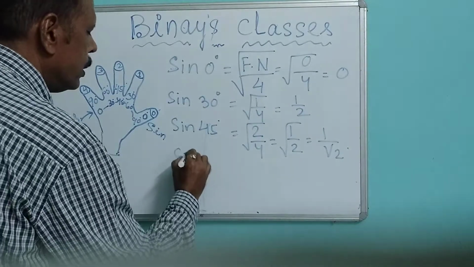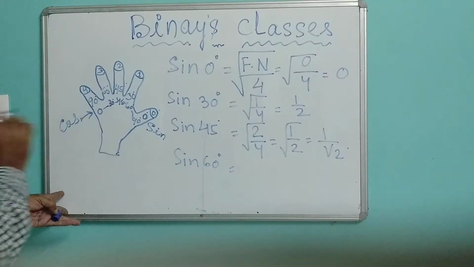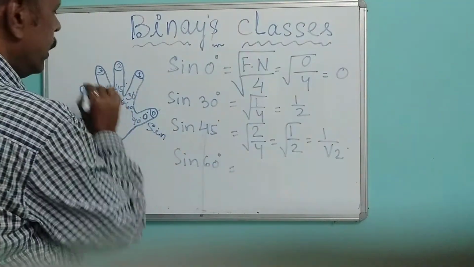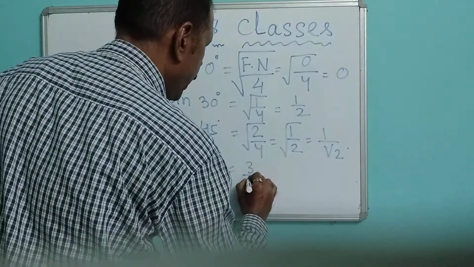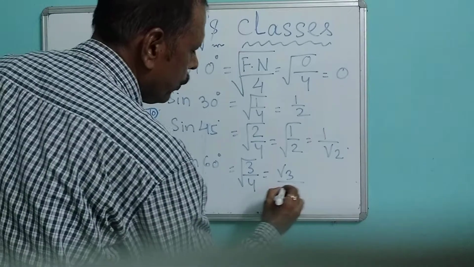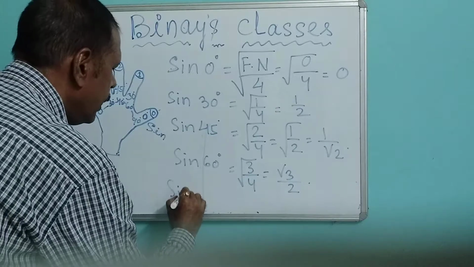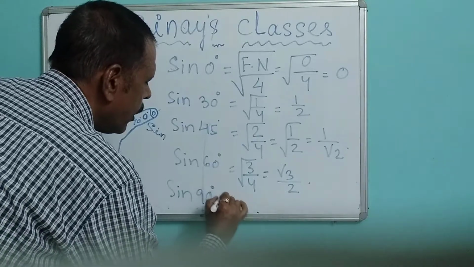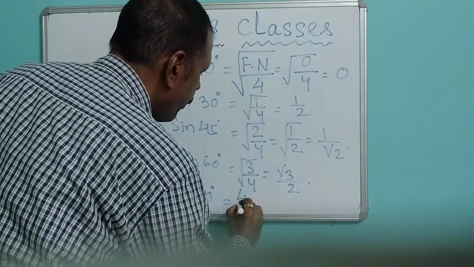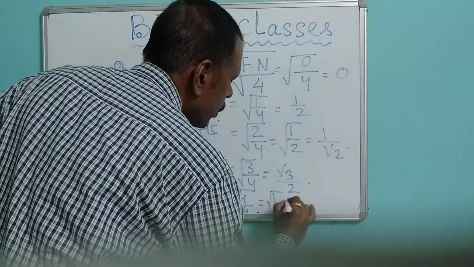Then comes sine 60 degree. For sine 60, the finger number is 3, because we are calculating 0, 30, 45, 60, 90. So 3 by 4 root over: root 3, and square root of 4 is 2, so root 3 by 2. Sine 90 equals finger number 4 by 4 root over, that is 1 root over, equals 1.